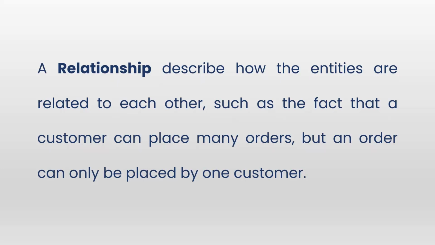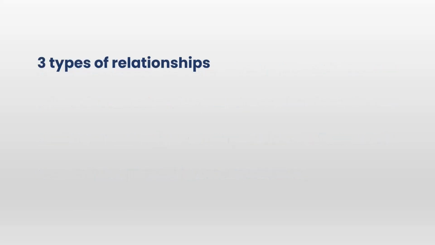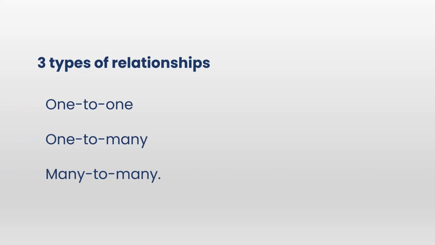Relationships describe how the entities are related to each other, such as the fact that a customer can place many orders, but an order can only be placed by one customer. In data modeling, there are three types of relationships. That is one-to-one relationship, one-to-many relationship, and many-to-many relationship. You have to take note that relationships are bidirectional.